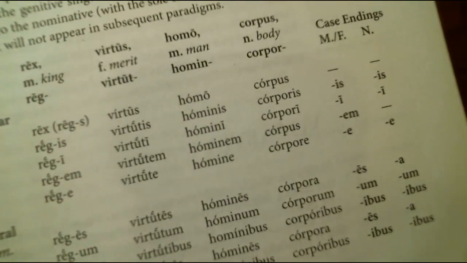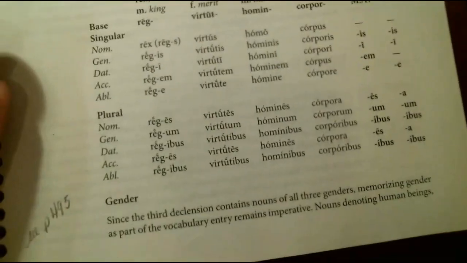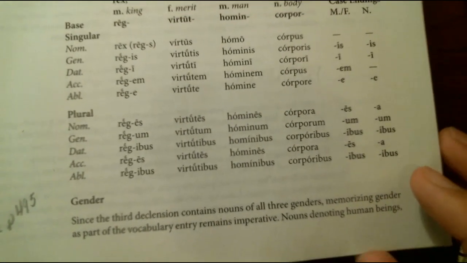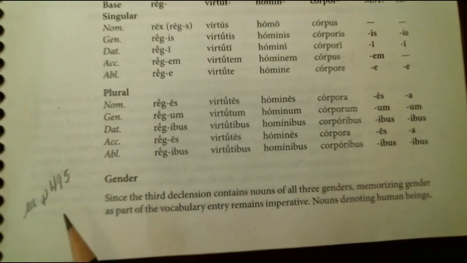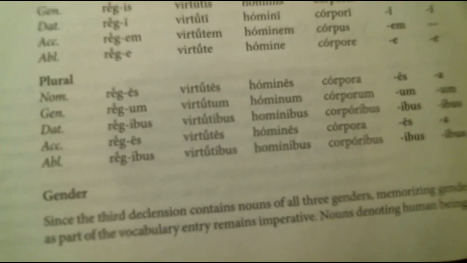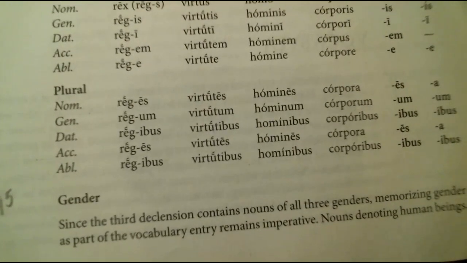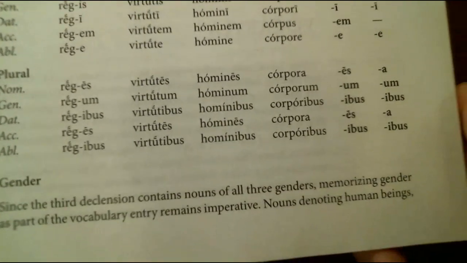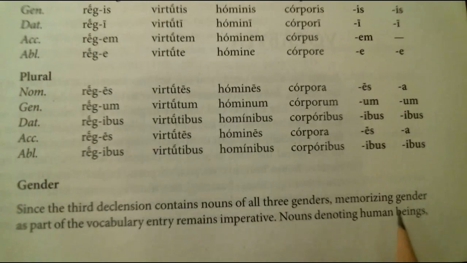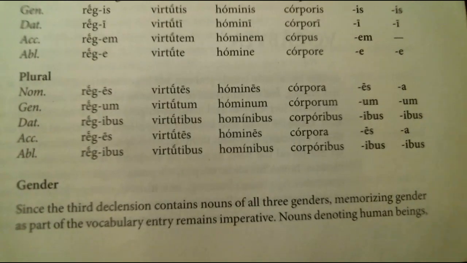Let's go on. Everything in this chapter is pretty helpful. So let's read this next section here. I have page 495 marked. We are going to look at that in a second. It's a good teaching learning aid. It's basically the appendix. But let's read this next paragraph here. Since the third declension contains nouns of all three genders, memorizing gender as part of the vocabulary entry remains imperative.